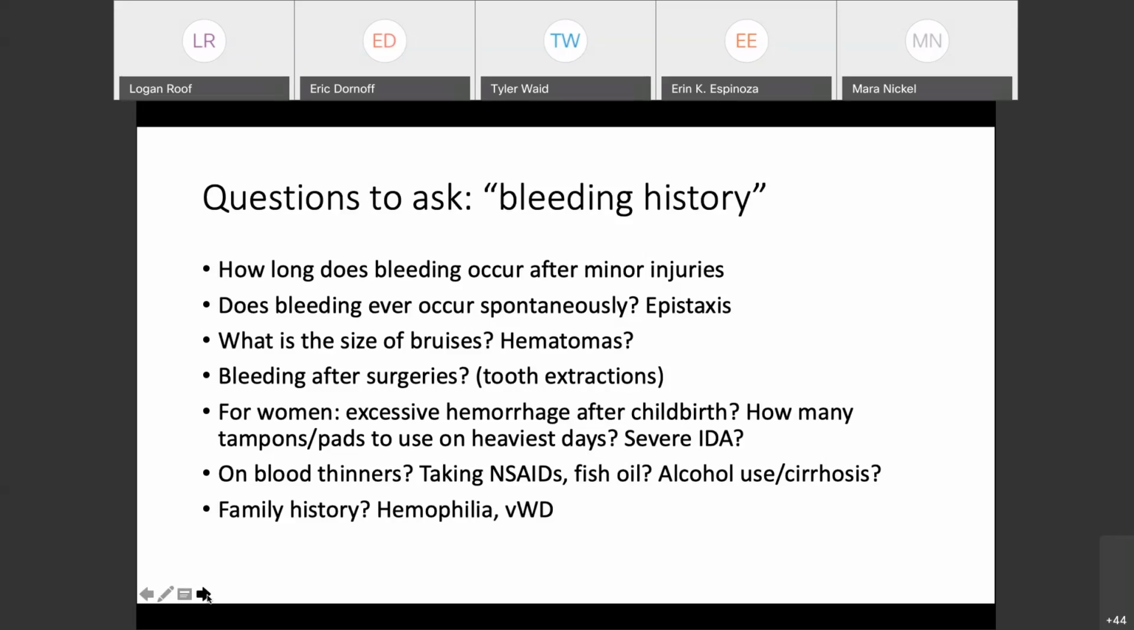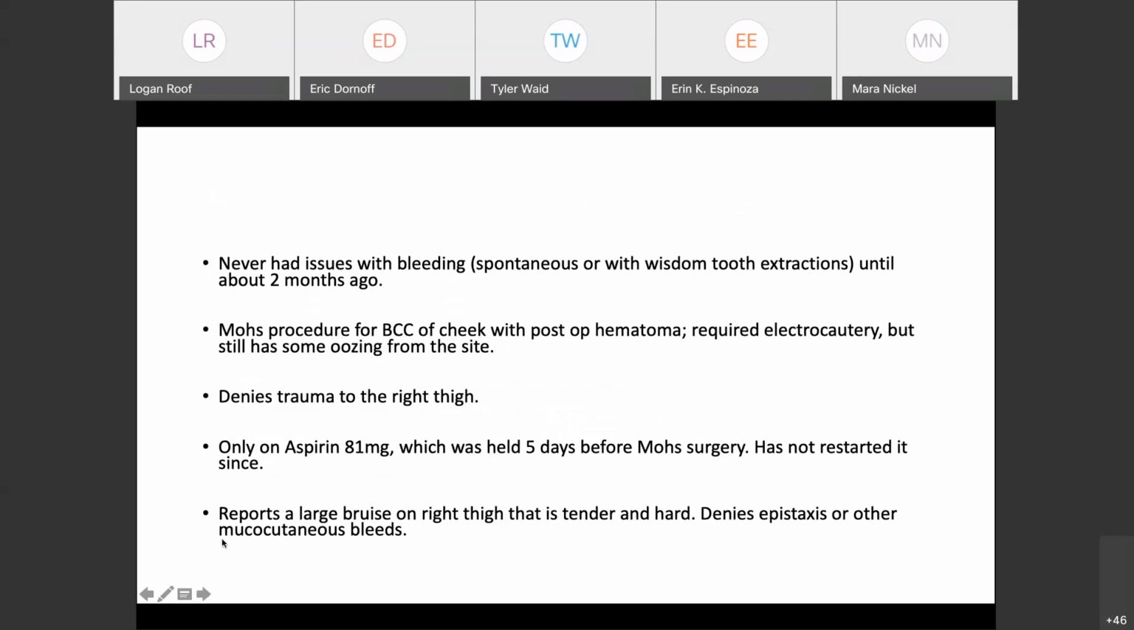And then, of course, family history: hemophilia and von Willebrand's disease. Yes, both of these can be inherited. Von Willebrand's disease has variable penetrance, so to speak. And there are cases of hemophilia that are not inherited like the usual X-linked recessive type, but are acquired. So this patient says no, he's never had issues with bleeding in the past, spontaneous or with his wisdom tooth extractions, until about 2 months ago.